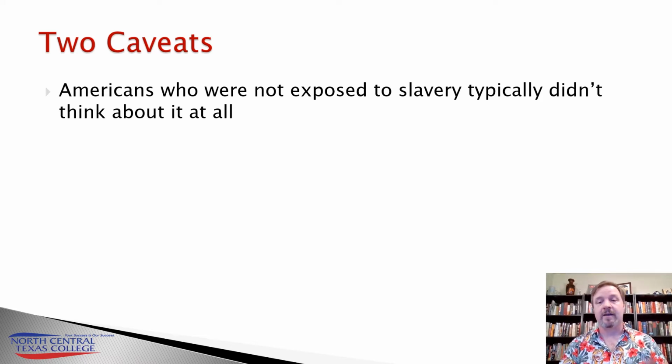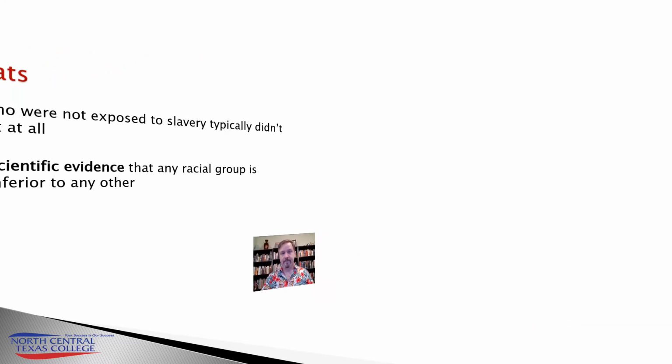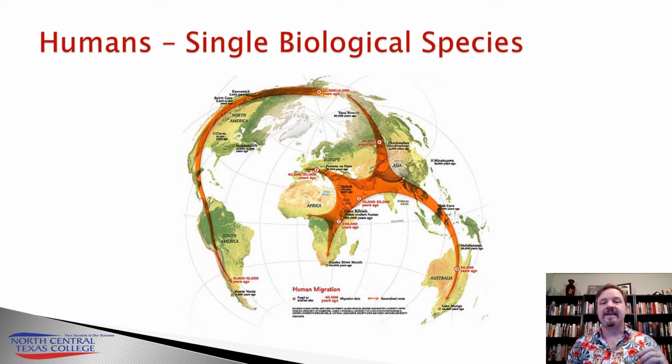The second caveat, and more importantly, is that there is no scientific evidence whatsoever that any racial group is superior or inferior to any other. Human beings are a single biological species. We do not have any subspecies like what you see amongst, say, for example, the apes or dogs or even cats. I'll try and give you a very relatable example there. There are no subspecies of humans. Biologically, we are all just one species.